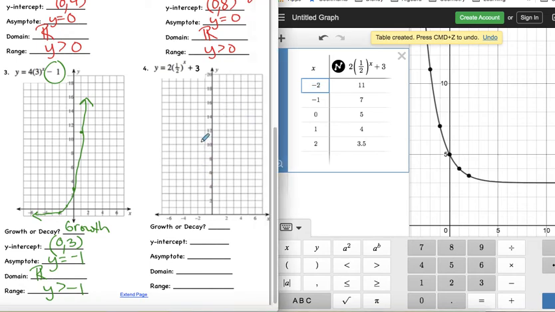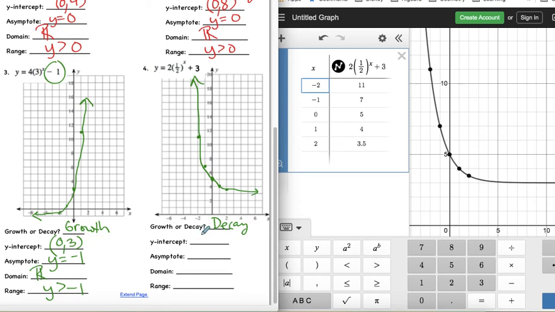-2 is at 11. -1 is at 7. 0 is at 5. 1 is at 4. And 2 is at 3.5. You can see that right here, this would be the value of 3 where it's flattening out. It's never going to actually touch 3, but it gets infinitely close to it. So this is a decay because it goes down as it goes to the right.